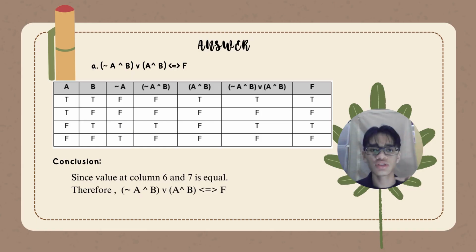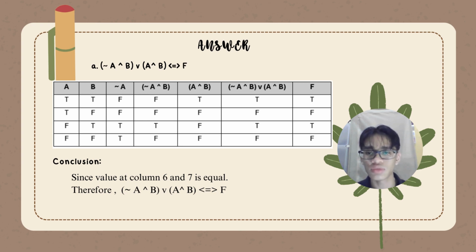So this is our first question: not A and B or A and B, logically equivalent with F. We know that F stands for fan, and we got the truth value of it from the case study that I explained just now. So for F, the truth values are true, false, true, false. This table has two inputs, A and B. For the first column A, the truth value is true, true, false, false. For the next column B, the truth value is true, false, true, false.